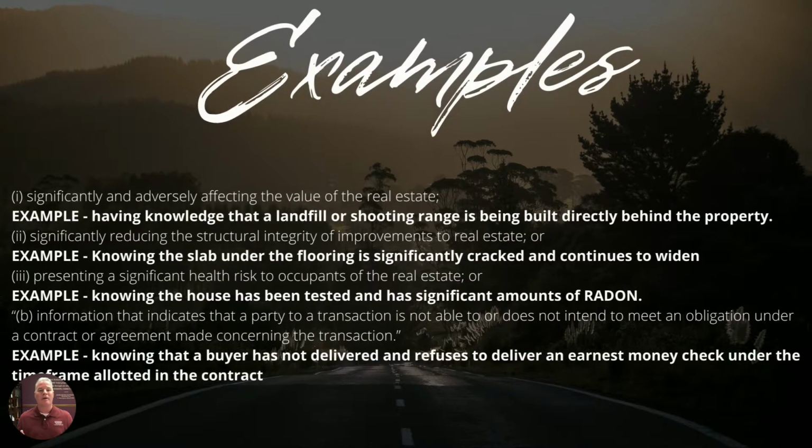So let's talk a little bit more about some examples. Significantly and adversely affecting the value of the real estate. Having knowledge that a landfill or shooting range is being built directly behind the property would affect the value of real estate. If the house is here, it's a blank field behind, and all of a sudden you knew, or the seller told you, that there's going to be a landfill built back there in the next 6 months, or a shooting range was coming into town, that's going to affect the value.